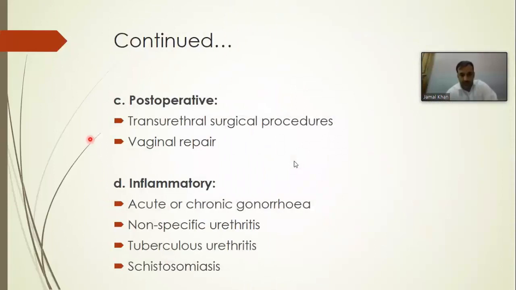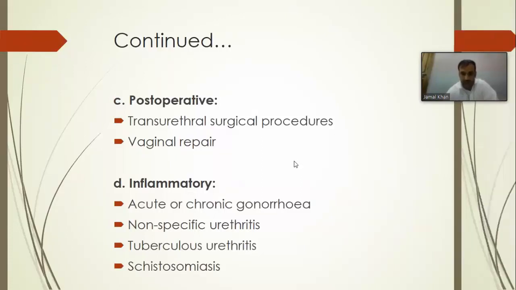And the third one is post-operative, which contains transurethral surgical procedures and vaginal surgery. The fourth one is inflammatory: acute or chronic gonorrhea, non-specific urethritis, and tuberculous urethritis.